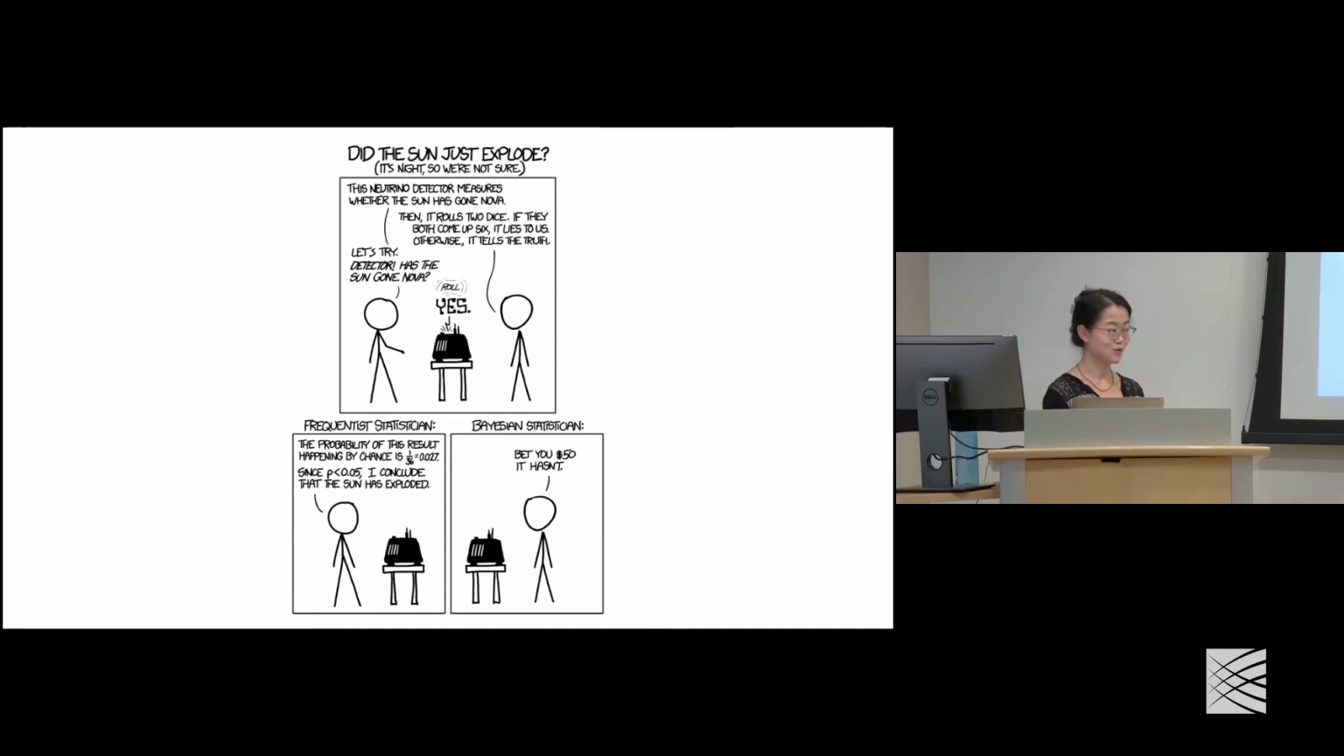Okay, so now the frequentist statistician starts to compute p-values. The probability of the result happening by chance is 1/36, right? To roll 6 on 2 dice. And it's 0.027, and it's lower than the p-value cutoff, 0.05. So I conclude that the sun had exploded.